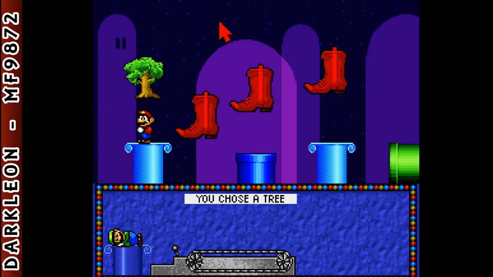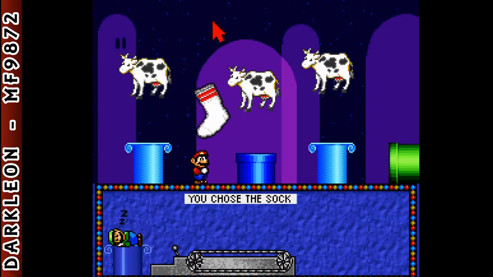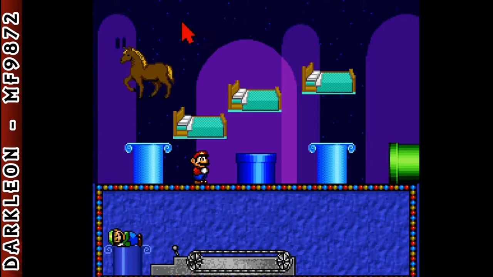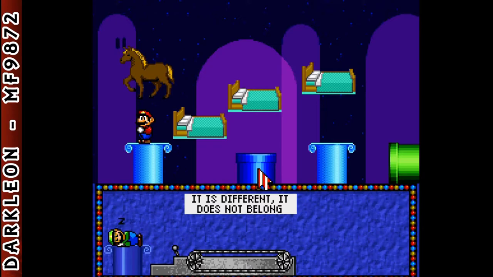You chose a tree. It is different. It does not belong. You chose a sock. It is different. It does not belong. You picked a horse. It is different. It does not belong.